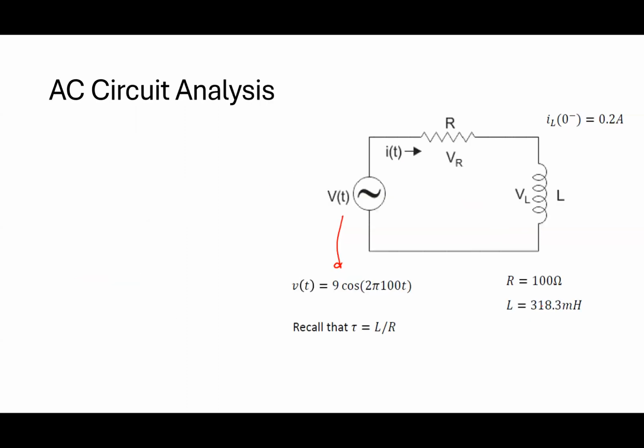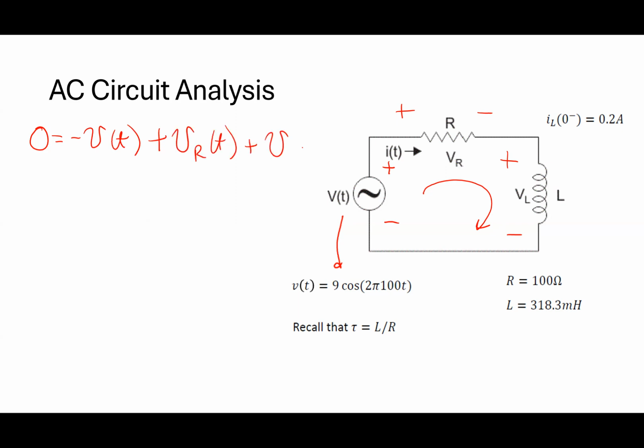How would I write out a circuit relationship that would solve for the current in this thing? KVL, right? And what would I do? If it were me, I would say 0 equals, and I go around in a circle like that. I always label everything like this. So I would say 0 equals negative v(t) plus vR(t) plus vL(t). That should make sense to you.